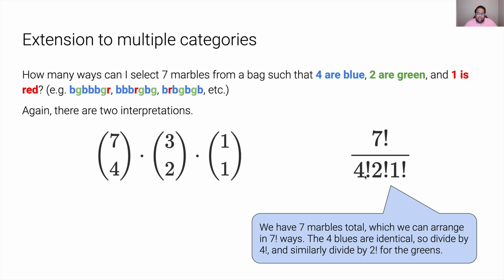I then, again, have the fact that my green marbles are also double counted. And so since I have 2 of them, I need to divide by 2 factorial to account for the fact that they repeated. And then for my red marble, there's only 1 of them, but to show symbolically, I divide by 1 factorial as well to account for the repeats in the red marble. But 1 factorial is equal to 1, so this doesn't really change anything. So this is also equal to the number of ways I can select 7 marbles from a bag, where 4 are blue, 2 are green, and 1 is red.